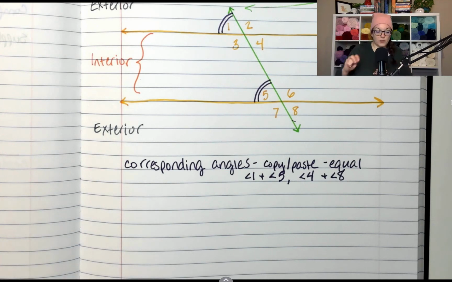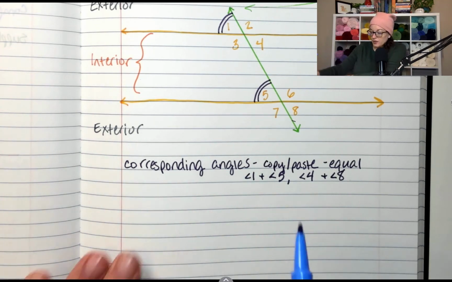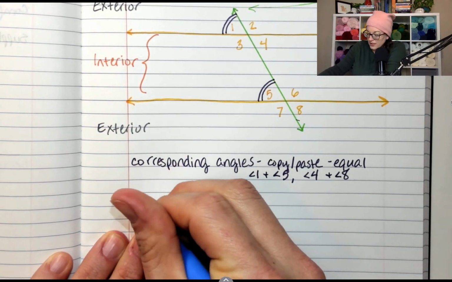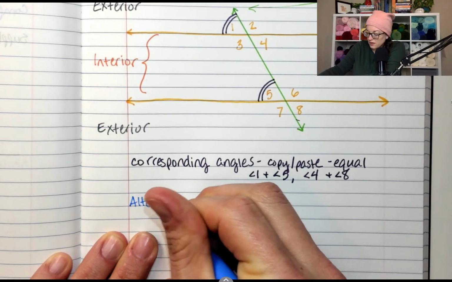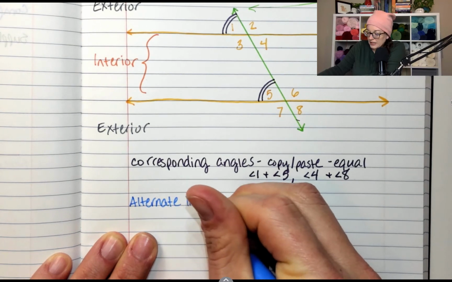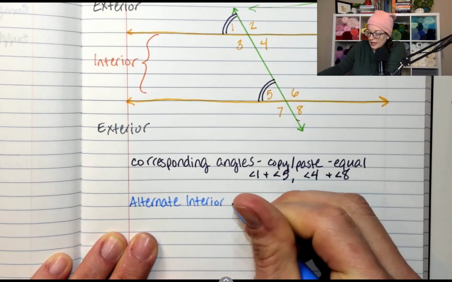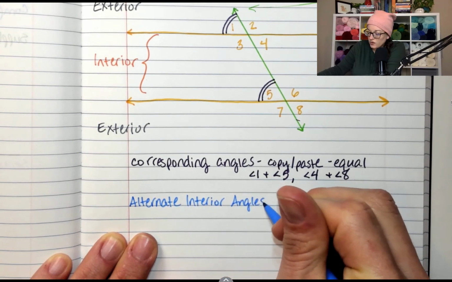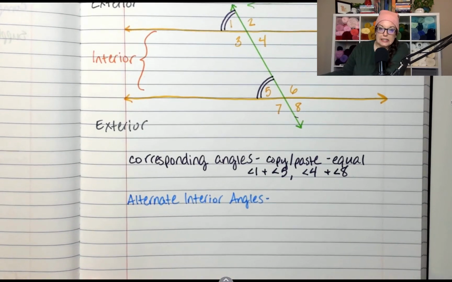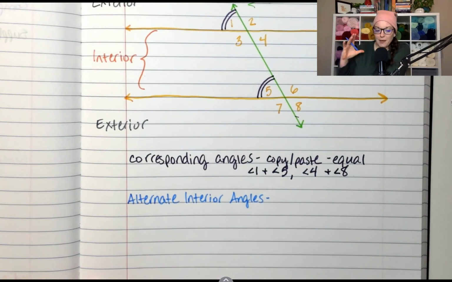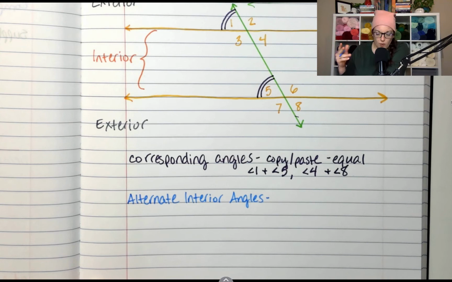Okay, next one, alternate interior angles. Now, what I like about this one, it sounds really fancy, but when you break it down into each word, it gives it away.